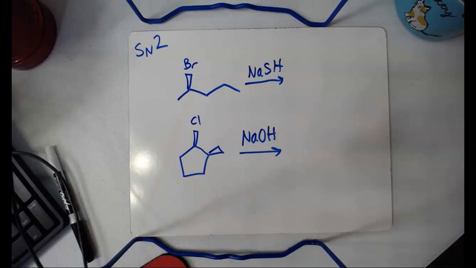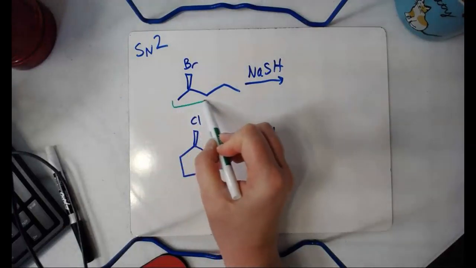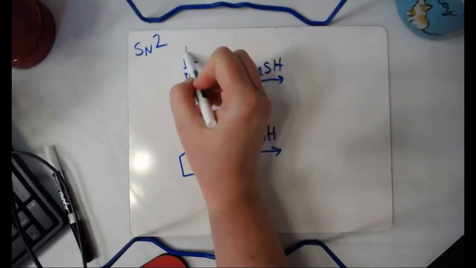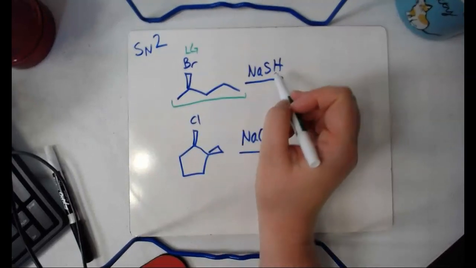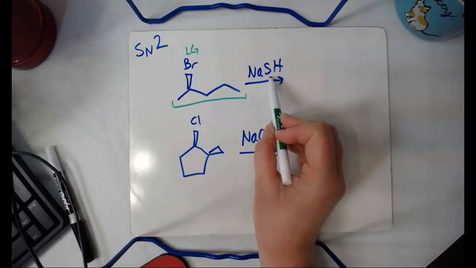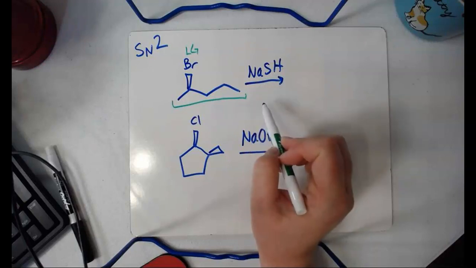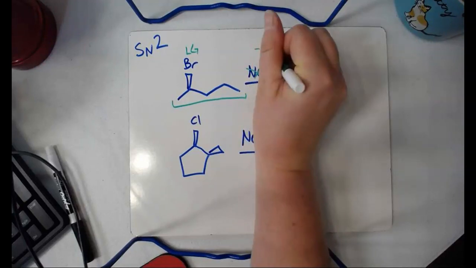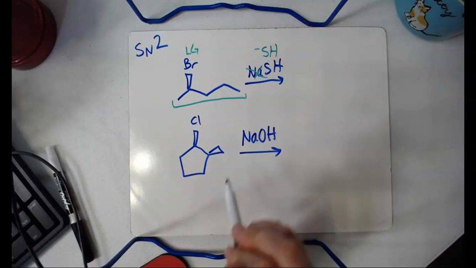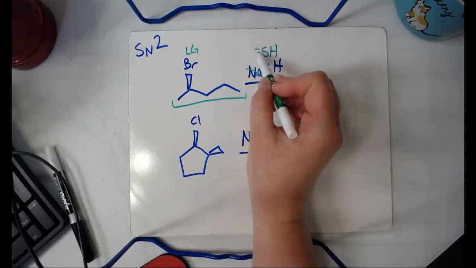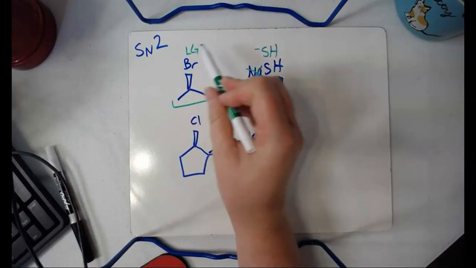When we look at what we have, we have our substrate, we have our leaving group, and we're reacting it with SH attached to a sodium. Again, sodium, we can think of this as a negative charge. So we're going to have nucleophilic attack onto our carbon, with the leaving group going to leave.